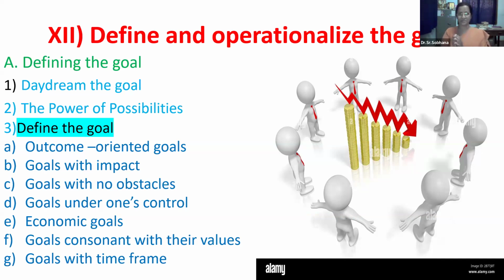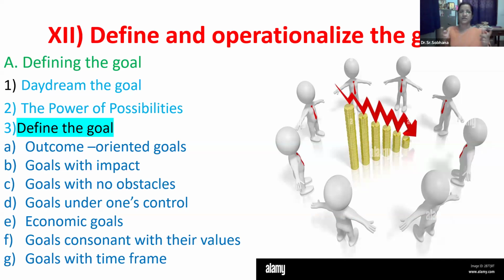Then economic goals, which concern the money aspect, or the energy and money being spent. Then goals consonant with their values; they should be aligned with their values. Then goals with a time frame.